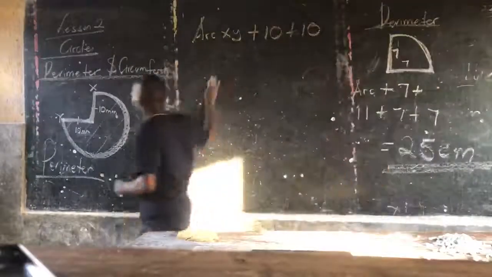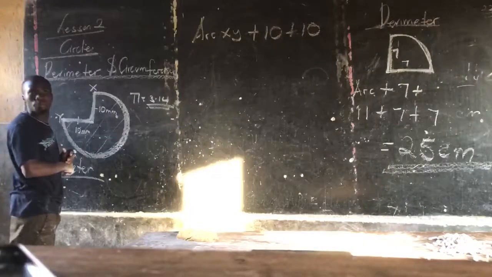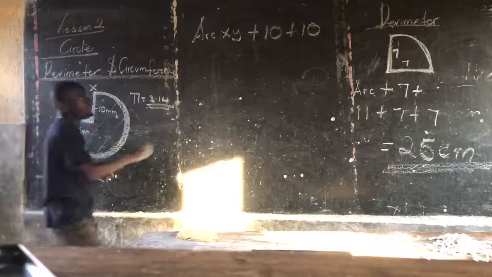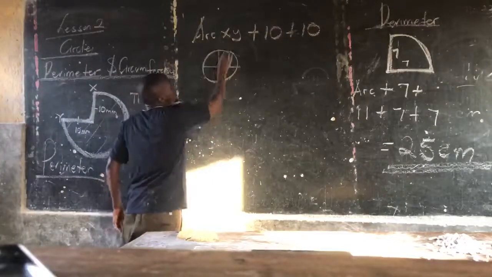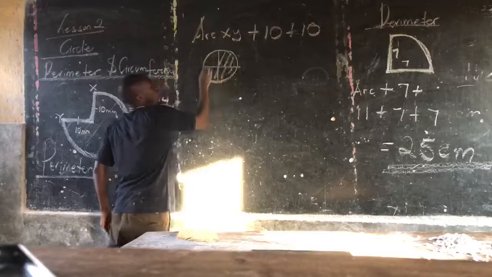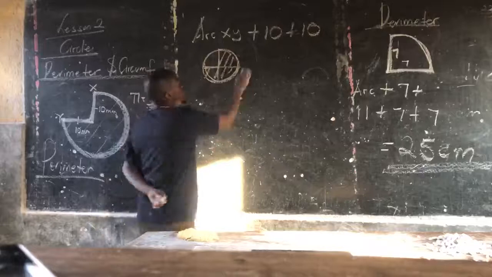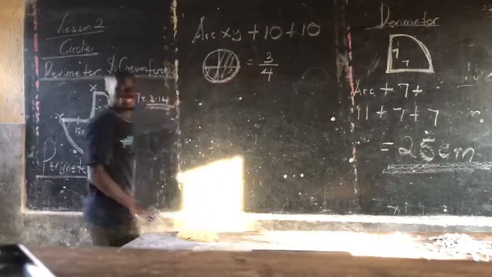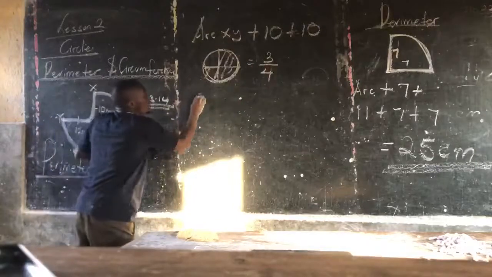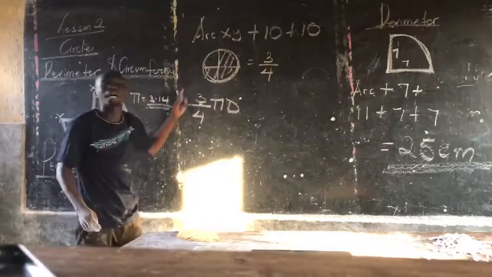So the arc, first of all, the fraction. Let's get the fraction of the arc, because compared to the full circle, how many parts have they shaded? They have shaded 3 over 4. So the fraction they have shaded here is 3 over 4. So second, 3 over 4 pi times diameter. This is the length of the arc.